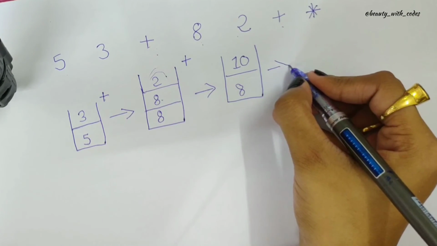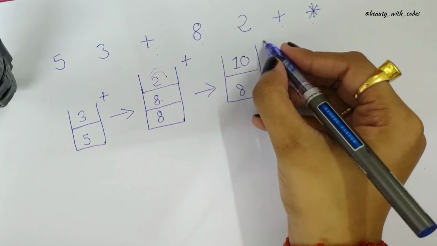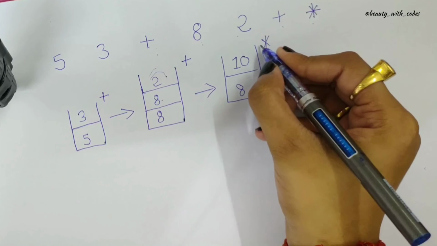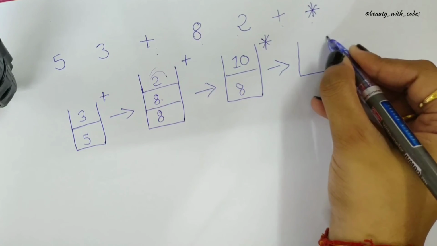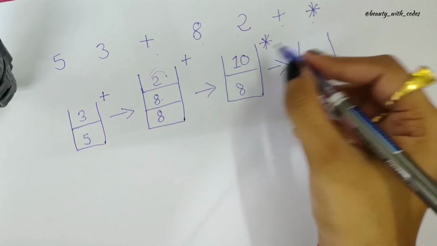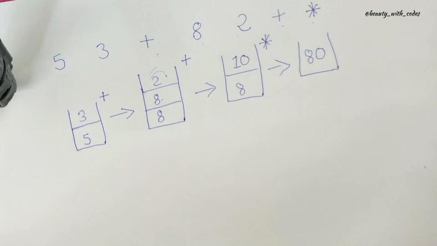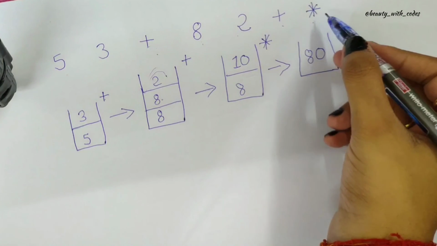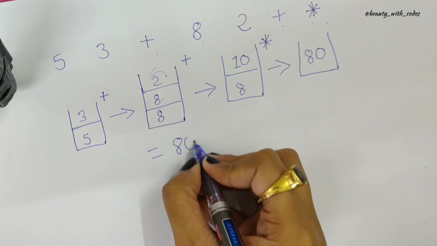And after that, what is the next element? The next element is nothing but the multiplication sign. So this is again supposed to evaluate. So what is going to be the value after this evaluation? This is nothing but 80, and since we are not left with any element, we are going to stop here. So what is the value of this postfix expression? This is nothing but 80.